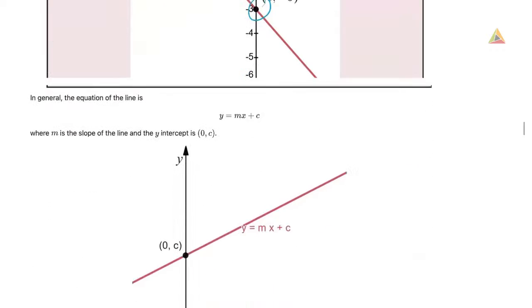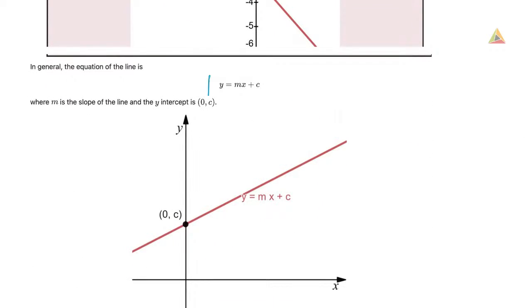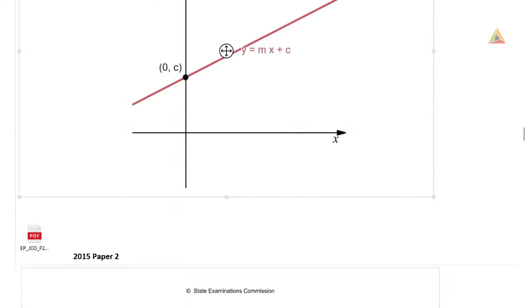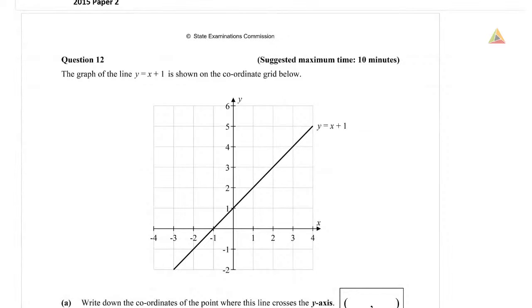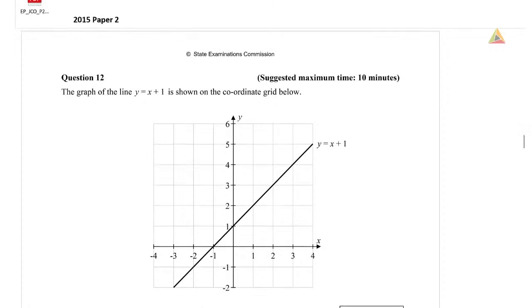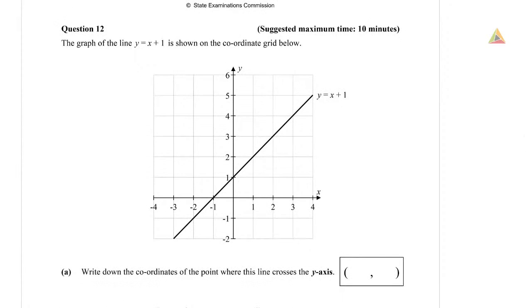So in general, the equation of the line is y is equal to mx plus c. That's a really important equation, and you're probably going to need that right up to when you do your Leaving Cert. So m is your slope of the line, and c is the y-intercept, so 0 and c. So that brings us to the exam questions now. So we're going to start with 2015 paper 2, question 12.